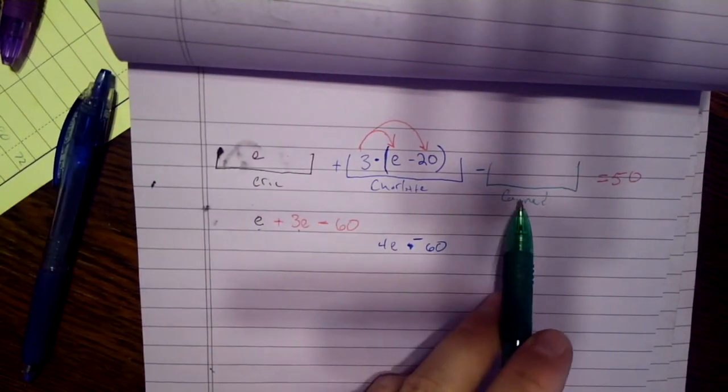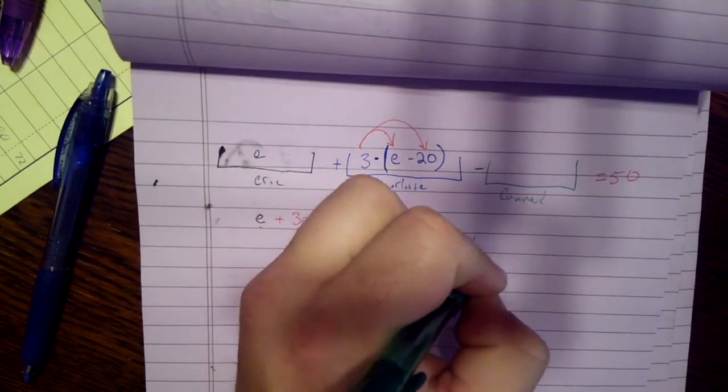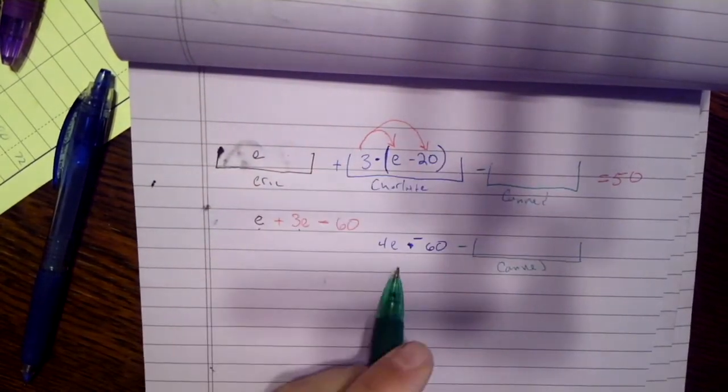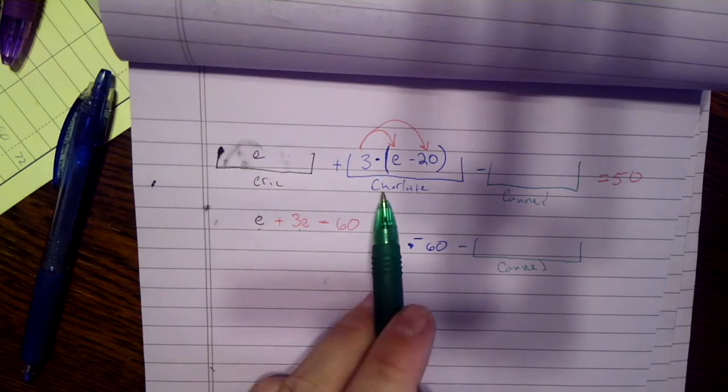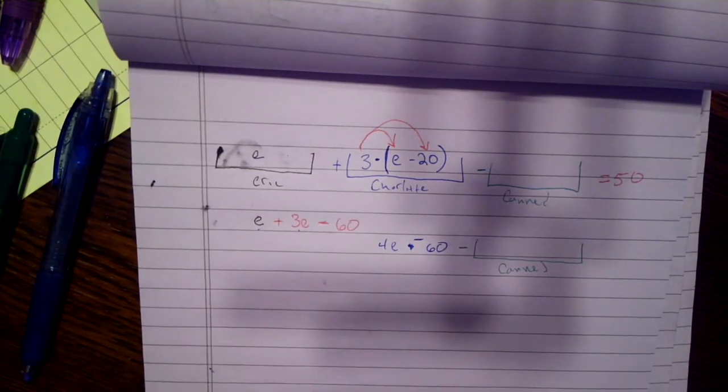All right, we're not done. We didn't deal with this canned food yet. Okay, minus is our canned food. But we have, this is how much money Eric and Charlotte earned. They earned 4e minus 60, which still doesn't really mean anything to us. It's just math language, but that's okay.